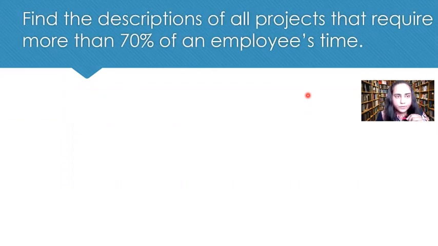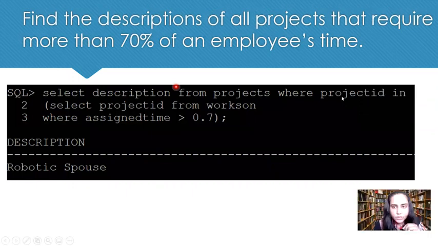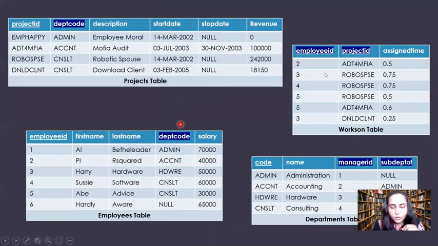Find the descriptions of all projects that require more than 70% of an employee's time. So in this case, we need to find out that the time spent by the employee is more than 70%, which is 0.7 if you divide that by 100. And this is how we are doing this query. We are writing, first of all, inside, we need to find all the project IDs where more than 0.7 time is spent. So for that, we are writing select project ID from works on where assigned time is greater than 0.7. And let's take a look at the works on table right here. So we know that here we are having two project IDs that have time more than 0.7, although it's the same project ID, but we have no way of verifying it.